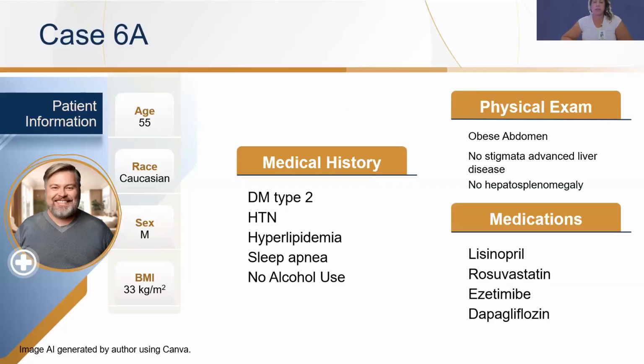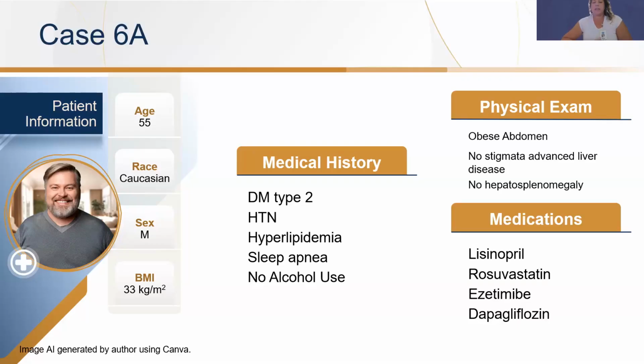His medical history includes some of our classic risk factors, including type 2 diabetes, hypertension, hyperlipidemia, sleep apnea. He denies any alcohol use. And on physical exam, there's nothing that looks like he has advanced liver disease. So he does not have any telangiectasias, which are little burst blood vessels on the face and the chest, very consistent with advanced liver disease. He does not have any edema, and he does not have any hepatosplenomegaly on exam.